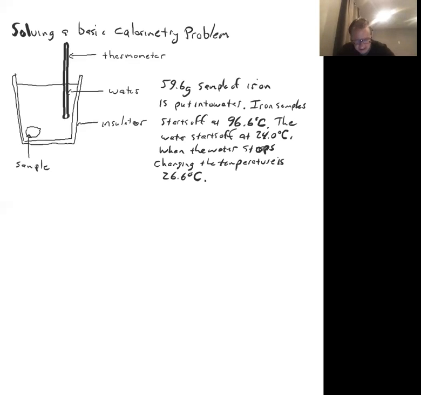And then it says calculate the specific heat capacity of the iron. And then round to 2 sig digits.